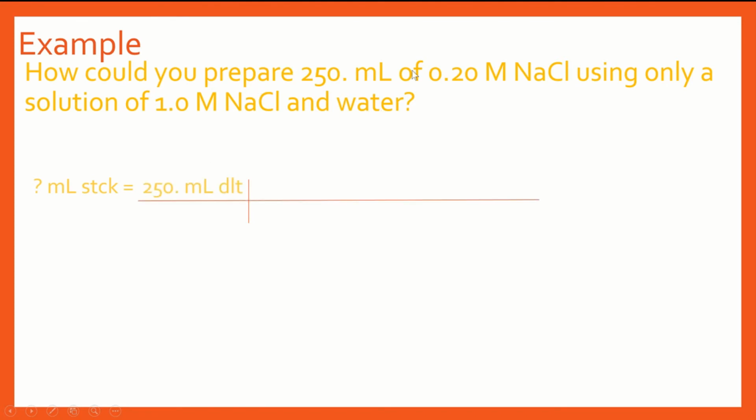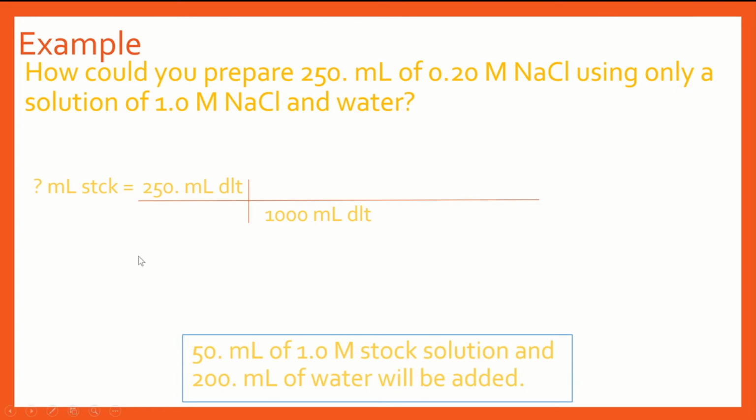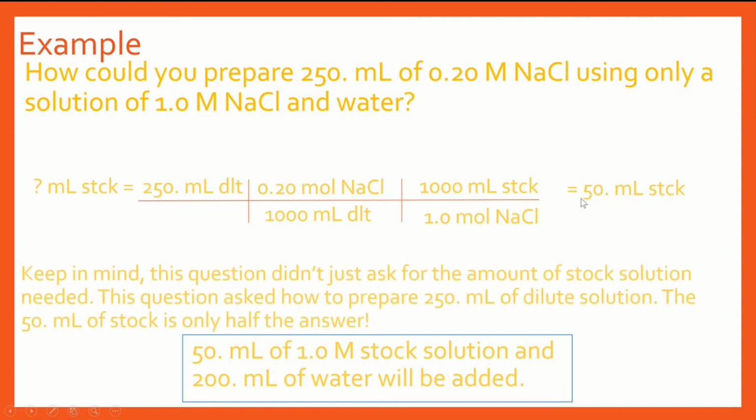If at all possible, I'm going to choose the value that's by itself. That's 250 milliliters of dilution. I want to cancel my dilution out. I'm not sure why the answer just popped up, but we'll go ahead and solve for it anyway. All right, so there's my 0.2 molar, 0.2 moles per liter. Now I want to cancel out my moles of NaCl. So I get that on the bottom, 1,000 milliliters of stock on the top. Because it's 1 molar NaCl, that's 1 mole per liter. And there we go, our dilution is canceled out. Our moles NaCl is canceled out. And we're left with milliliters stock.